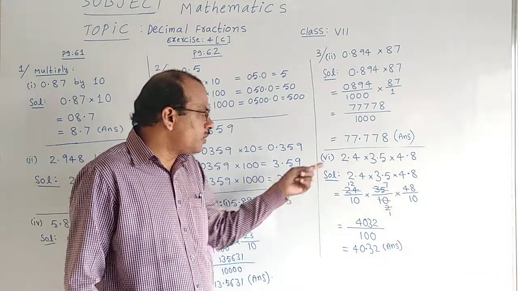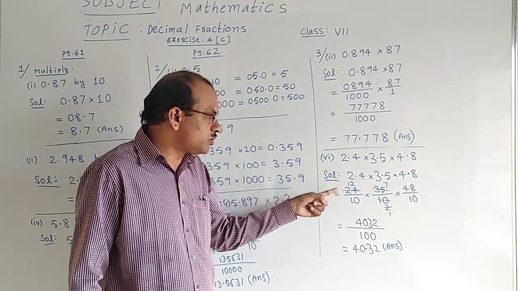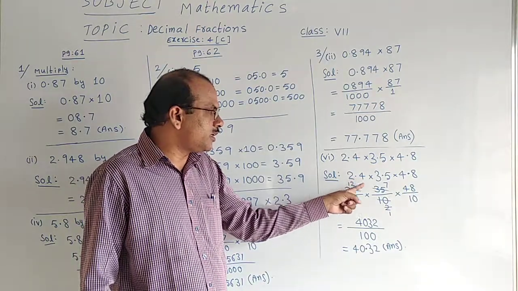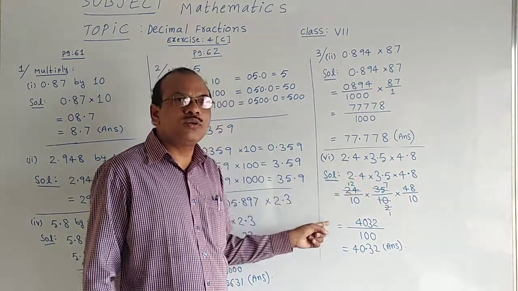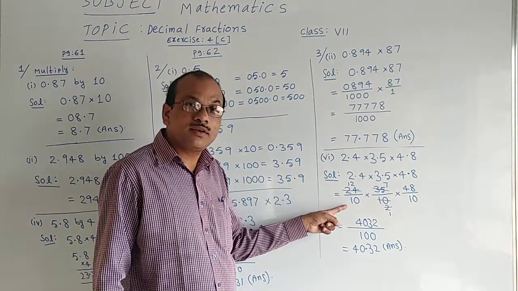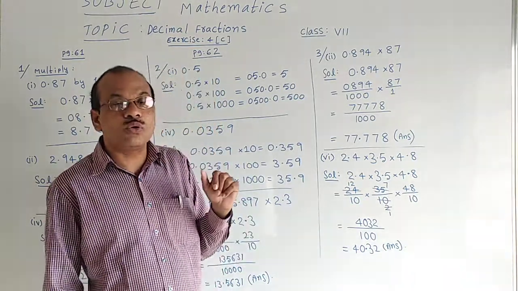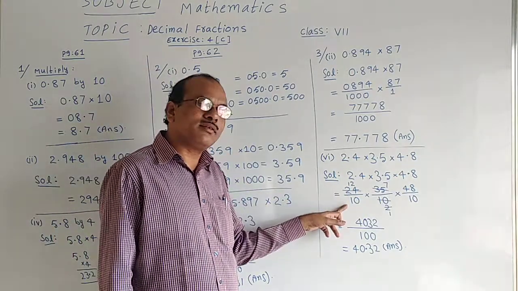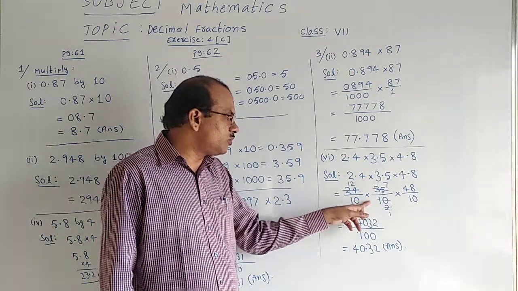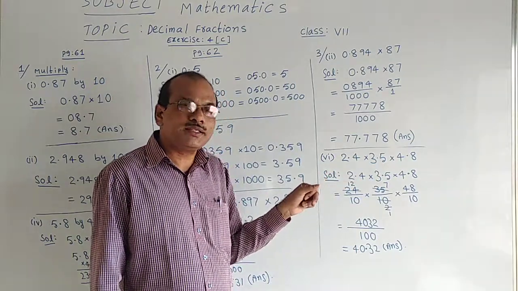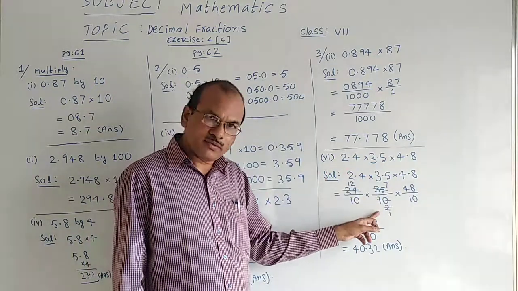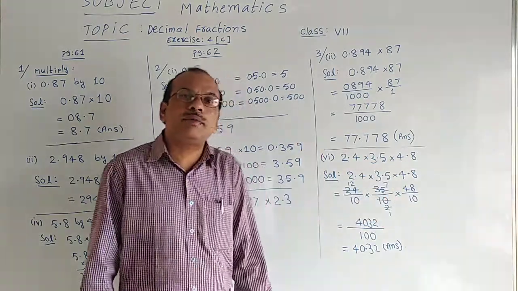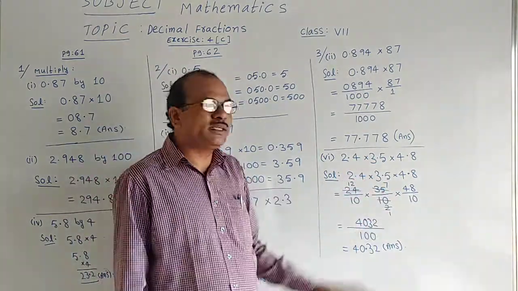See once, 2.4 is written as 24 by 10. You know, the point is there after one digit. To remove that point, I have to place a number with 1 zero. Starting should be 1, we have discussed it. That is 10. Am I correct? Into 3.5 can be written as 35 by 10. Same like that only, into 4.8 can be written as 48 by 10.